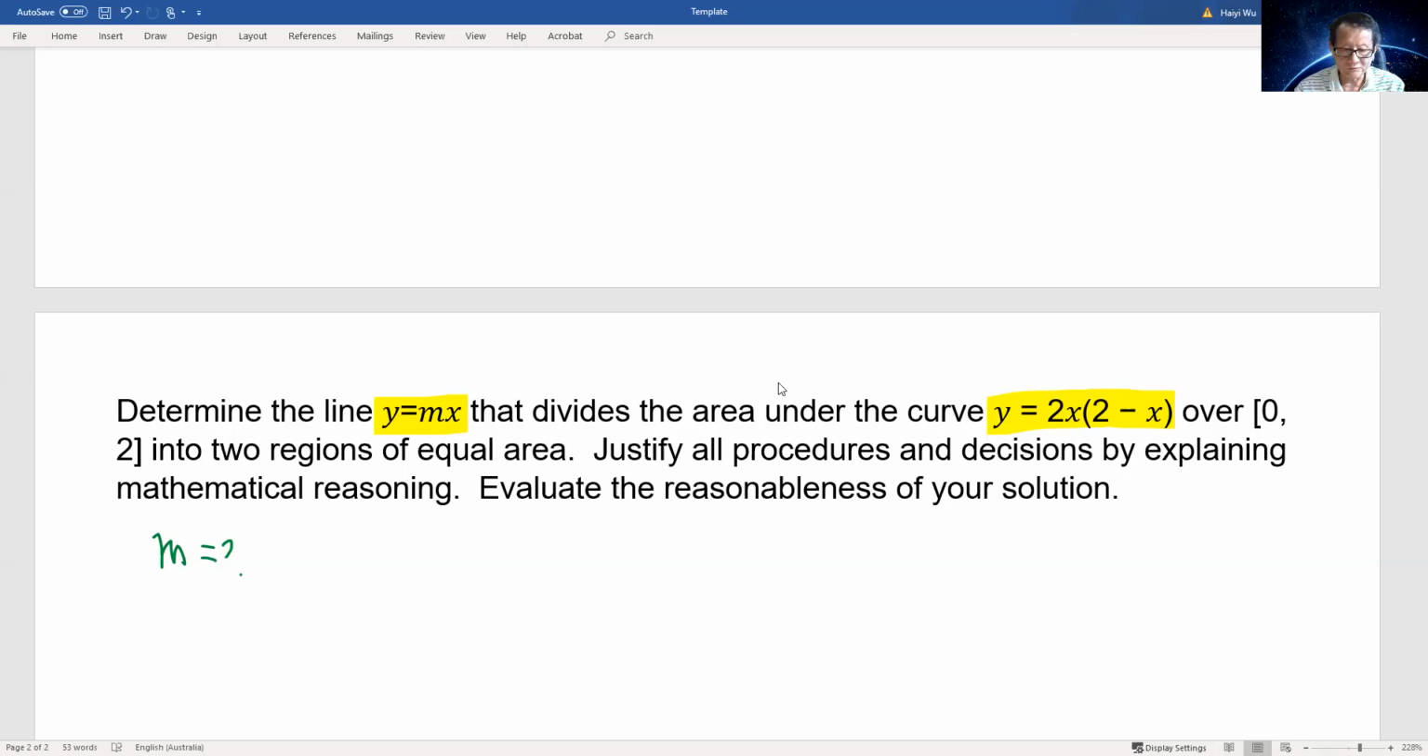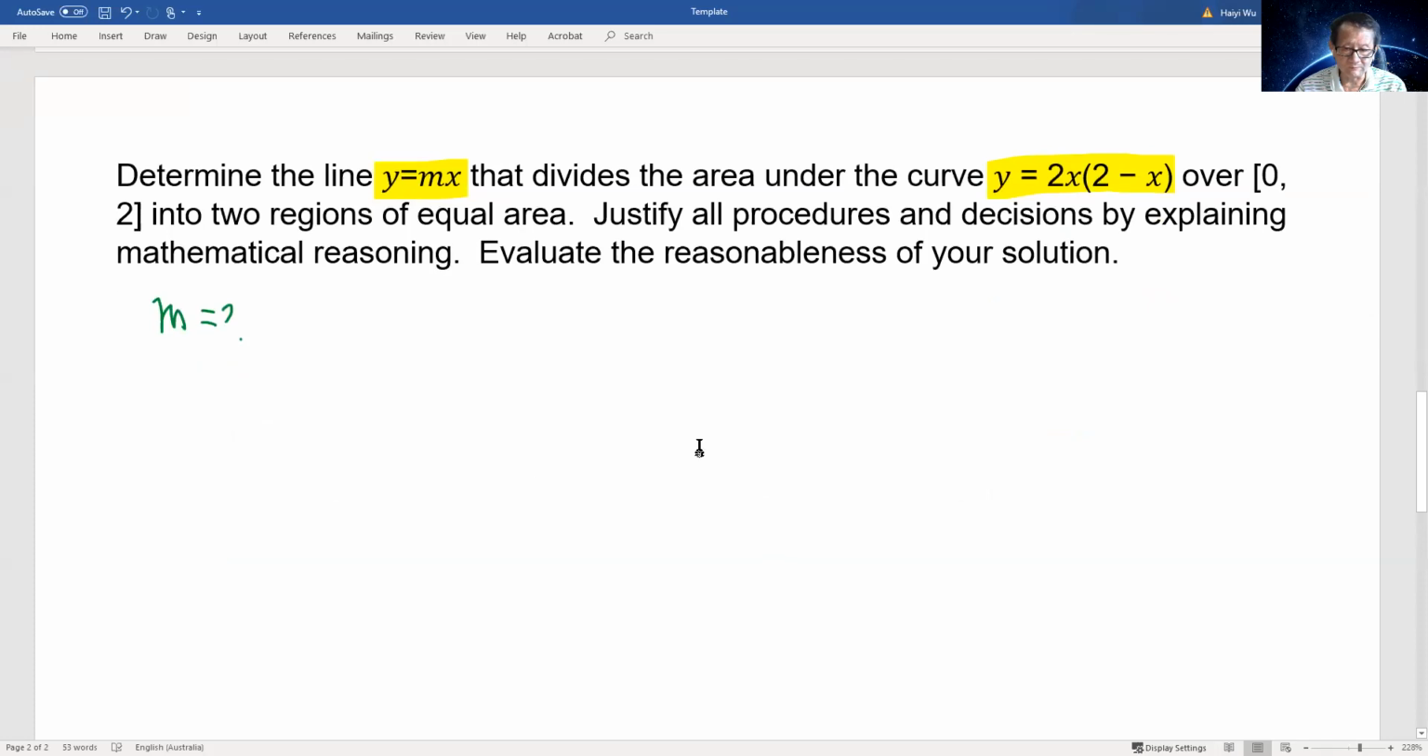Before I do it, let's put it in perspective. We need to put it into a graph situation so we can see what the area between the two curves is. So let me draw a graph. In order to draw the graph, I need to solve first. I need to draw y equals 2x(2 minus x). So let's draw this graph first.